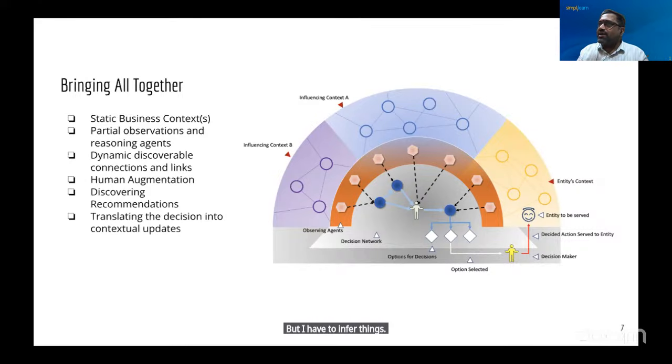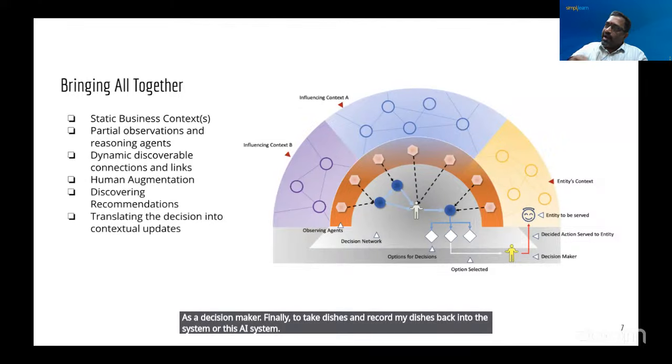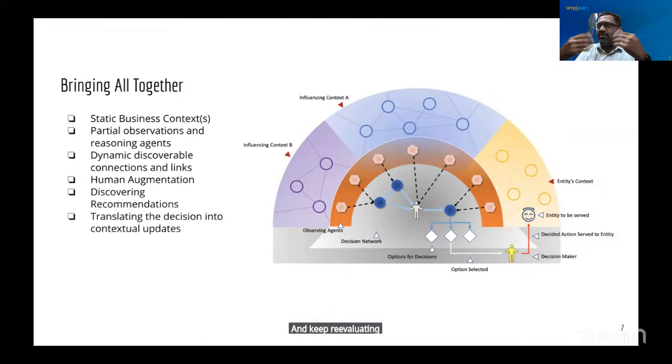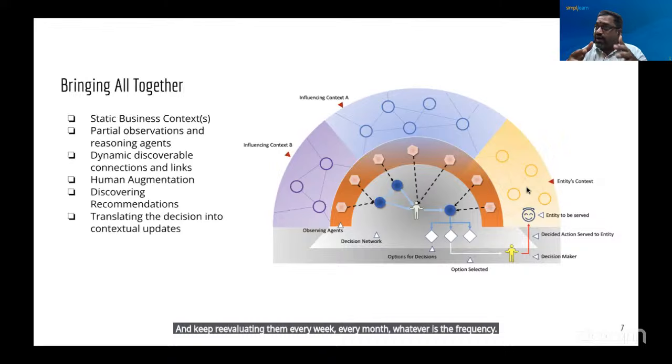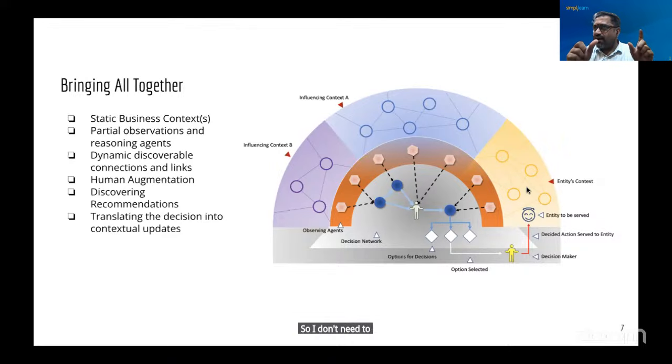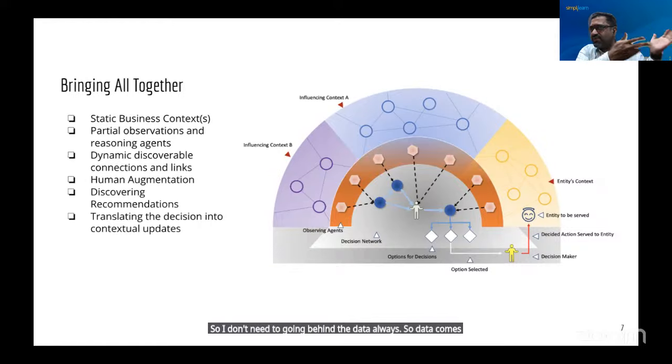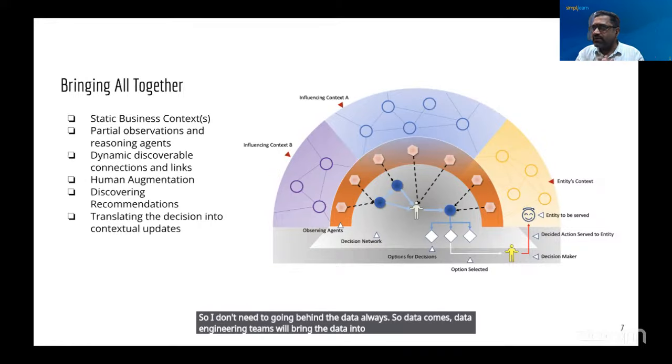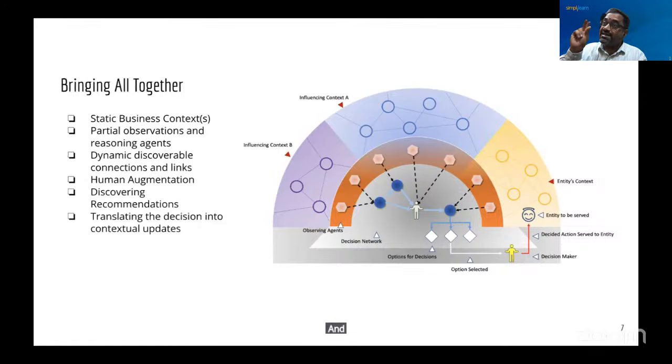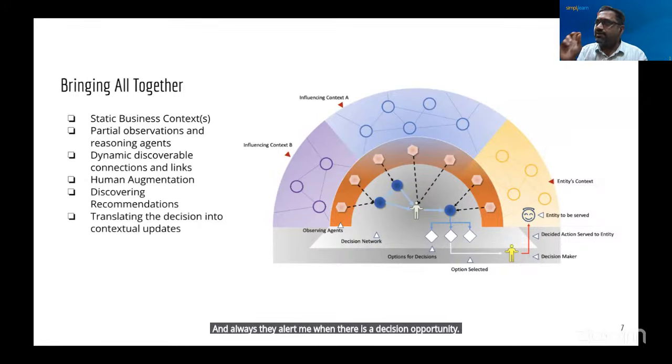That is what my agents are doing here. And they are feeding information into an internal dynamic network, which aids me as a decision maker, finally, to take decisions and record my decisions back into the system, this AI system, and keep re-evaluating them every week, every month, whatever the frequency is. So I don't need to keep going behind the data always. Data comes, data engineering teams will bring the data in, the agents will observe, and they always alert me when there is a decision opportunity. That is the core thing of a decision intelligence platform.